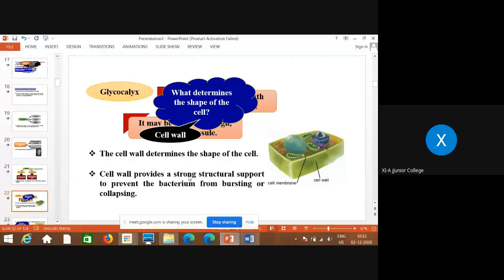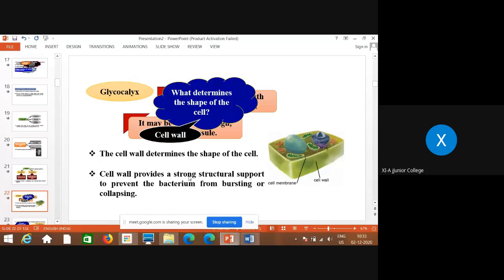Now, what determines the shape of the cell? Everybody knows that it is the cell wall that determines the shape of the cell. Now you must have understood, when we were discussing these three layers, that the outermost layer, the glycocalyx, is responsible not only for protection but also for the staining method. All three layers together are protective in function. But each one also has a specific role.